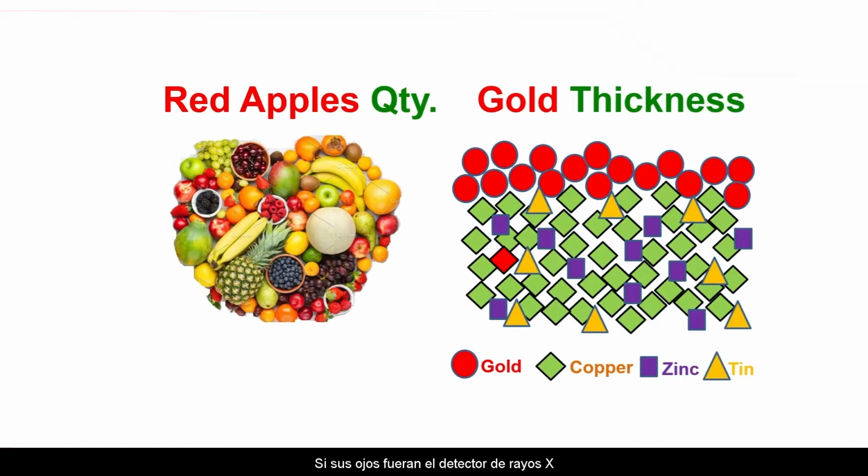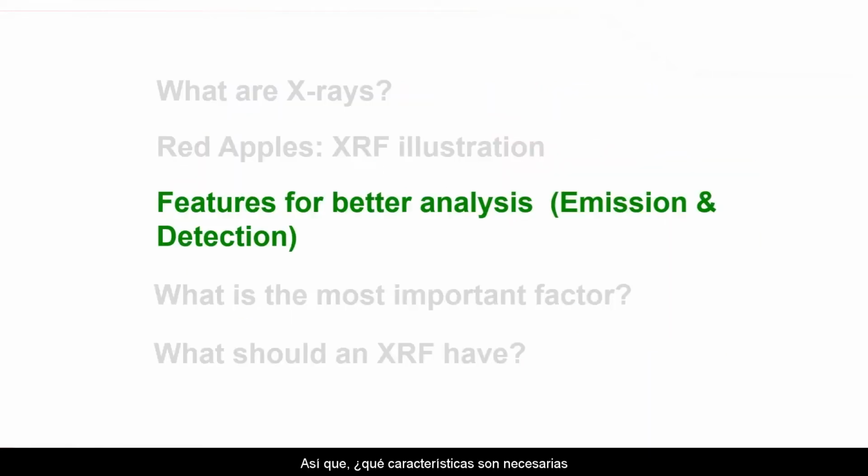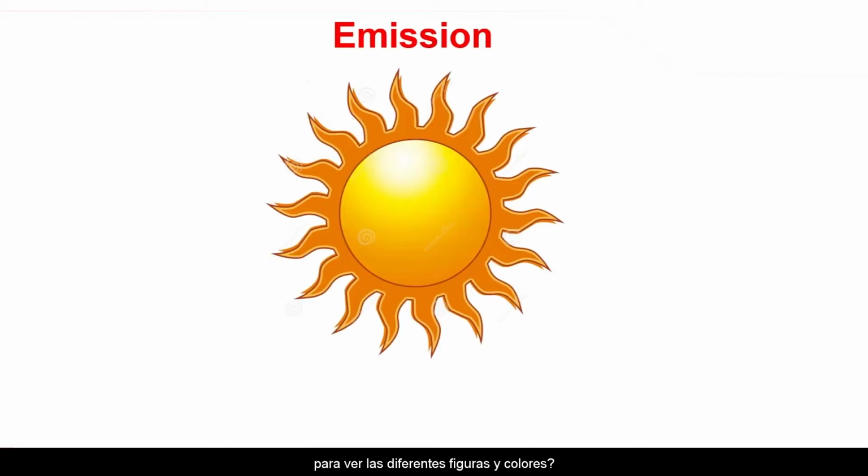If your eyes were the X-ray detectors, you can see the different fruits and colors. The different colors representing different wavelengths or energy. Comparing this illustration to a plated deposit, imagine the different elements you could see, like the gold, copper, zinc, and tin in the deposit shown in the right picture. So what different features are required to see the different shapes and colors?